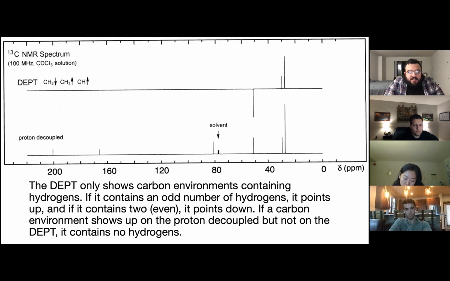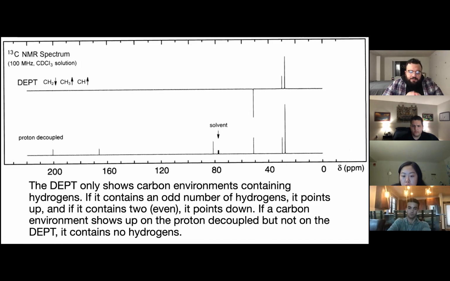The DEPT is most useful if you have your proton decoupled spectrum along with it, which is why in any spectra where you see a DEPT, you'll have the proton decoupled given along with it as well. The thing with the DEPT is that it won't give you every single environment if you have carbons that don't contain any hydrogens on them. Okay, so you see that here you only have 3 peaks, but down here you have a total of 6 different peaks. There's a reason for that.